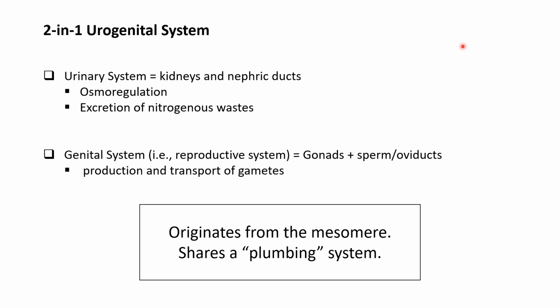We often examine them together because they have a very close relationship, both in terms of development and their anatomy. Embryologically, both come from the mesomere or intermediate mesoderm, and their closeness is also reflected in the way they share some of their pipes, as you'll see later. So you can't have one without the other.